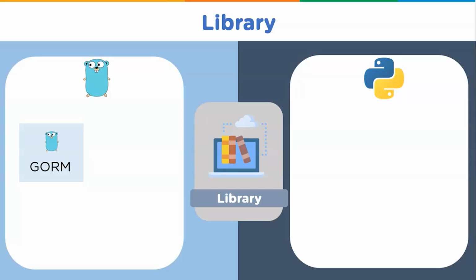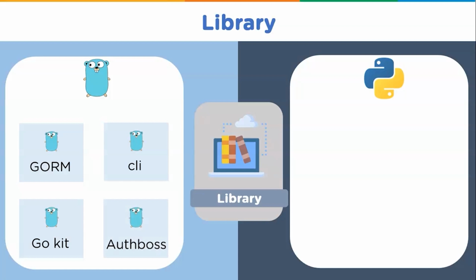We can see here the GORM library. It helps in converting data between incompatible type systems. We can see another library, that is CLI. It was developed for building command line apps for Go. GoKit is GitHub's popular library for Go related microservices. Authboss is an easy way to implement authentication and authorization in your web systems.